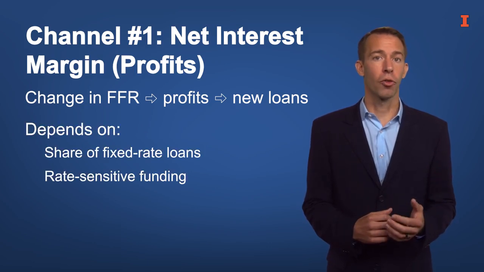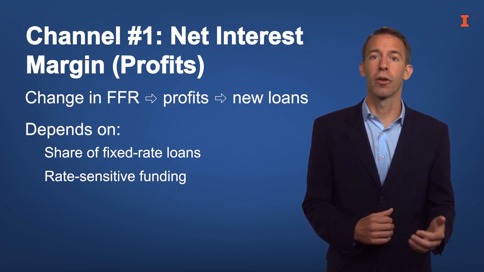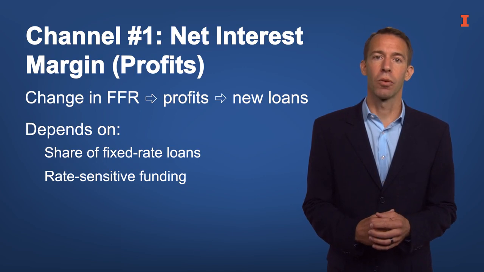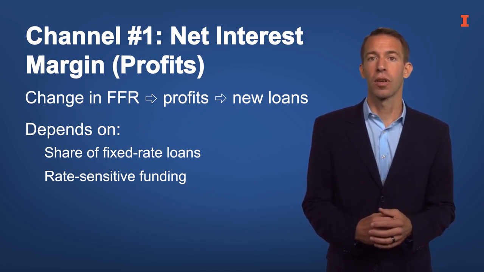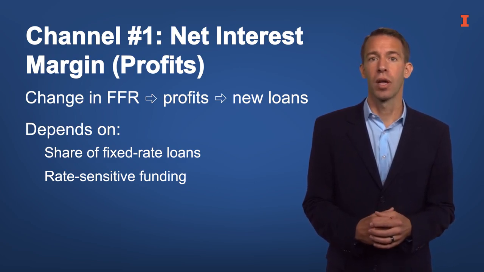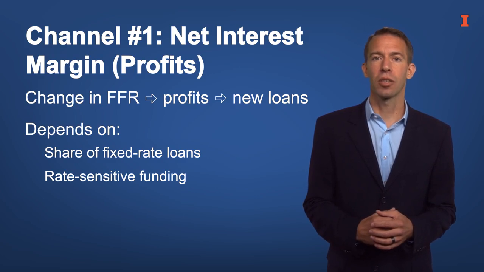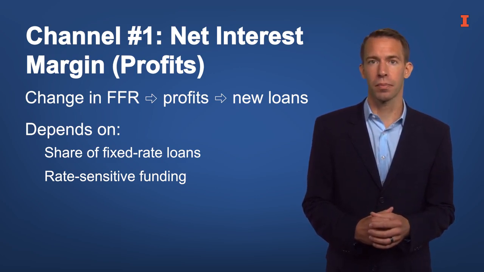Of course, how strongly monetary policy impacts profits depends on the share of fixed-rate loans a bank has on its balance sheet. Some loans, such as loans to firms, are typically floating interest rate loans, and hence the net interest margin on these loans is not affected by monetary policy.